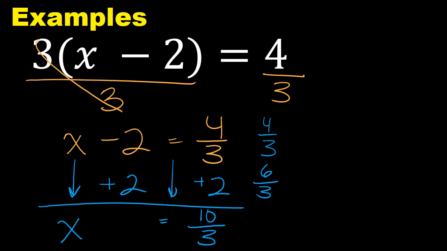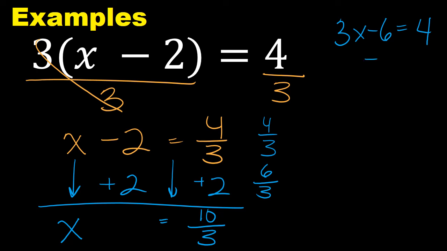And so this is another example where, since I have the multiplying by 3 first with the quantity x minus 2, I'm going to divide by 3 to make my life a little easier. If you didn't, and say you did the distributive property, you can start out with 3x minus 6 being equal to 4 and then work from there.